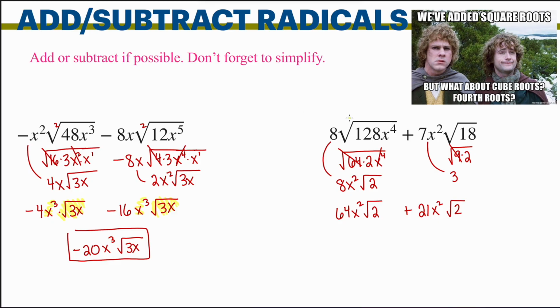So now check. Square root and radicand are both the same, square root and a 2. Also, the other variable is an x squared. This variable is an x squared, so you can combine the entire thing. 64 and 21 is going to give you 85.